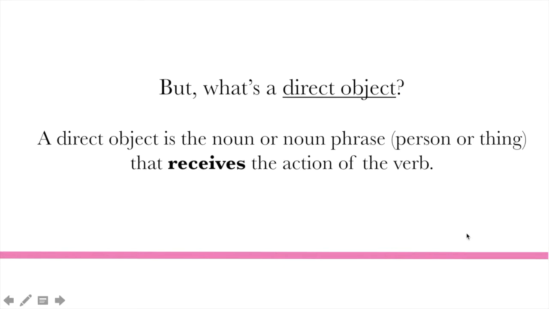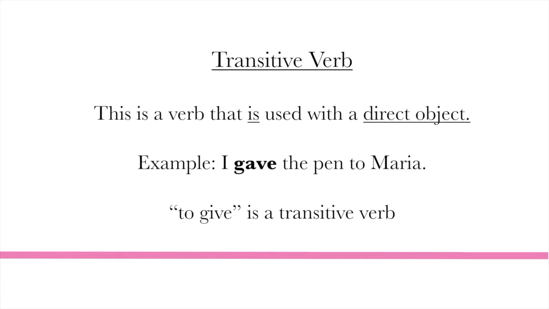But what is a direct object? A direct object is the noun or the noun phrase, so the person or the thing, that receives the action of the verb. So in the previous example, I gave the pen to Maria. I is the subject, gave is the verb, and the pen is the direct object. Maria is the indirect object. She is receiving the pen. However, the pen is receiving the action or the behavior of this verb.